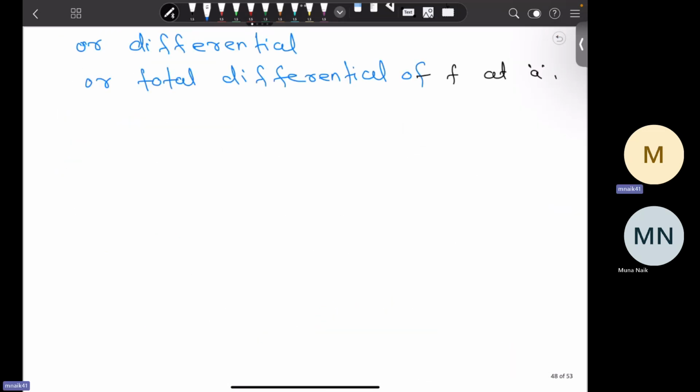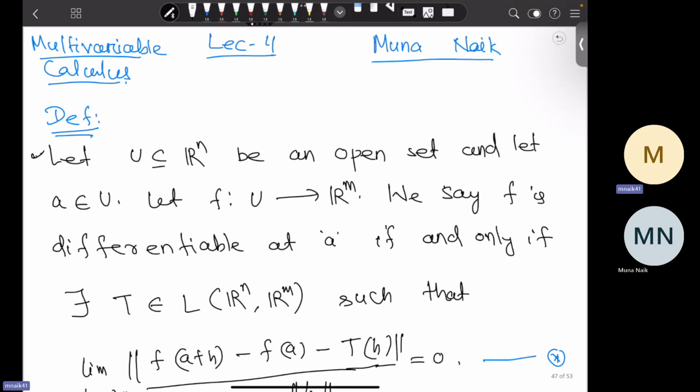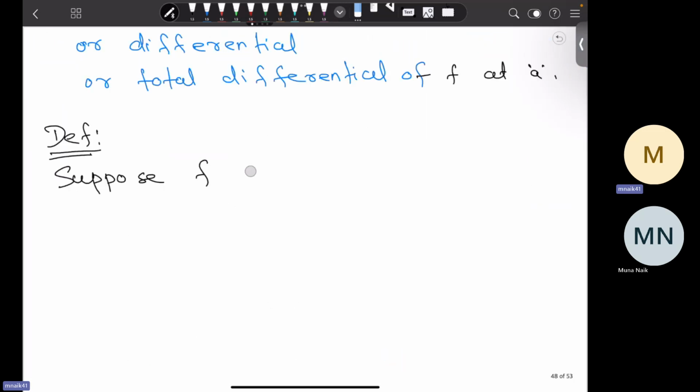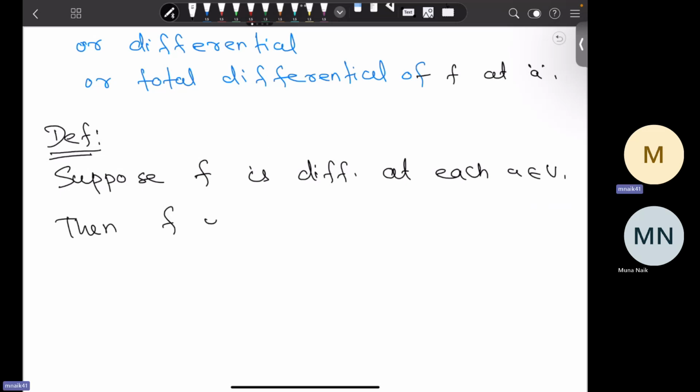So now another definition. Suppose f is differentiable at each a belongs to U. Then f is said to be differentiable on U. So this is a very natural definition. Now, proof of the remark.